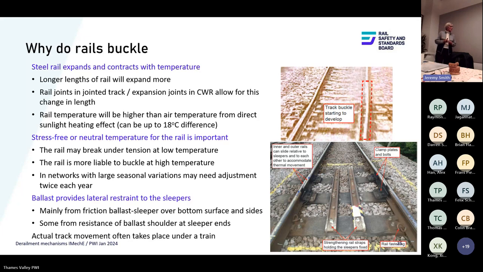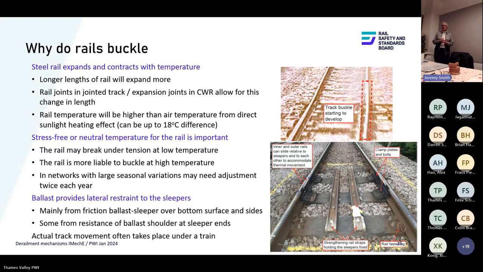There are some networks where they have large seasonal variations, where they actually re-stress the rails twice a year in spring and autumn. Hopefully, climate change doesn't get us to where we have to do that, because that is a huge exercise. But it is something we have to manage and we have to be aware of. The temperature in the summer is a lot higher than the temperature in the winter. The neutral temperature has to be chosen and maintained to match those limits.